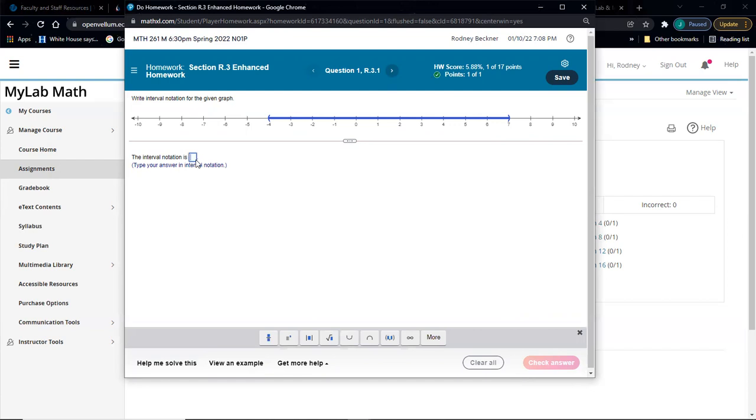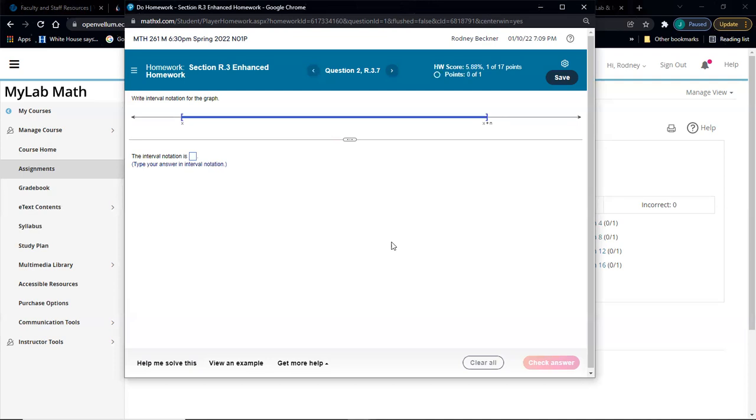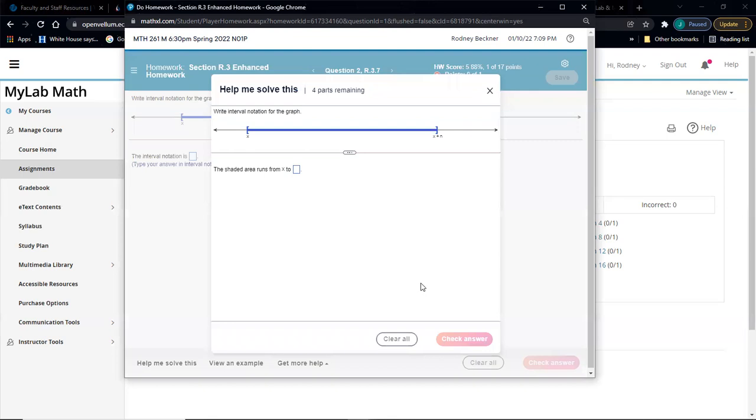All right, I think I'm getting this. -4 in a parentheses, -7. Close the parentheses, check it. I feel a lot better. Now let's try the next one. Oh, this one looks weirder. That's an X and an X plus N. Ooh, help me solve this.